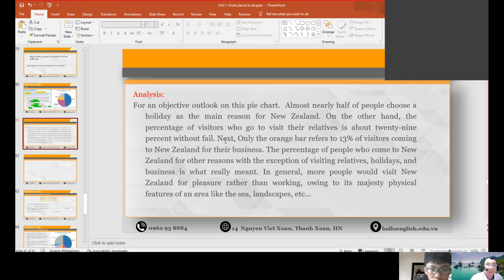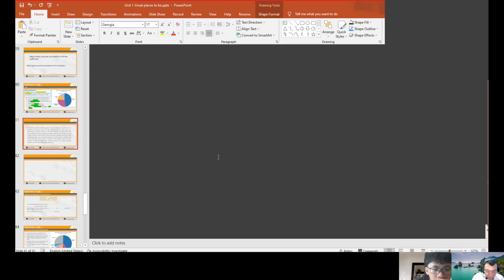Okay, so the percentage of visitors, so we need an S in it, who go to visit their relatives is about 29% without fail. Next, that's correct because you use a comma only, but you have to use only a small letter in here. Only the orange bar refers to 13% of visitors coming to New Zealand for their business.